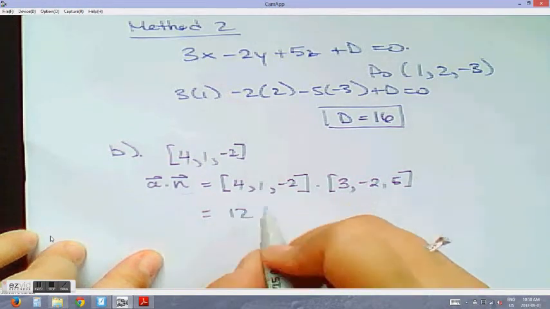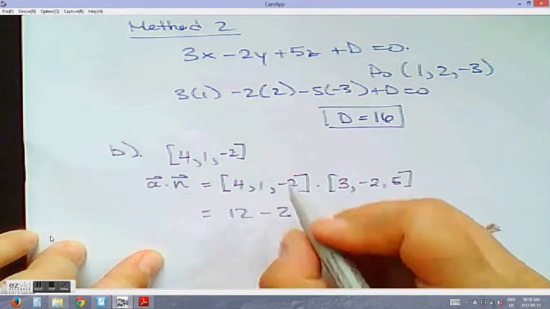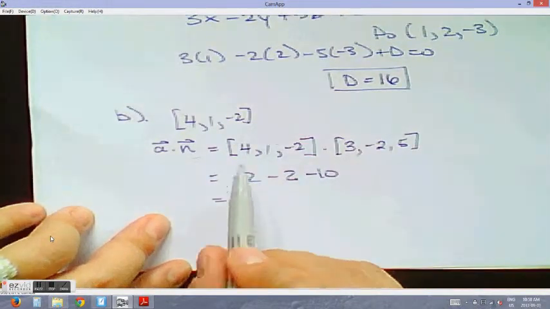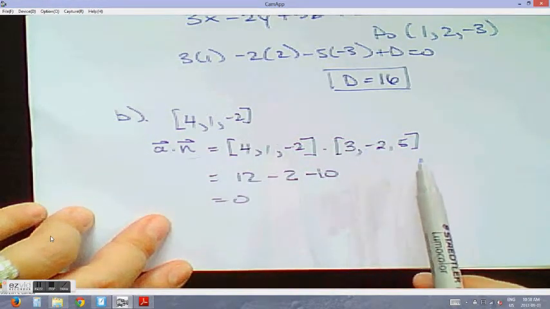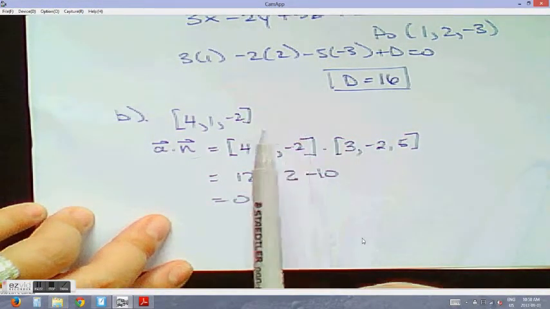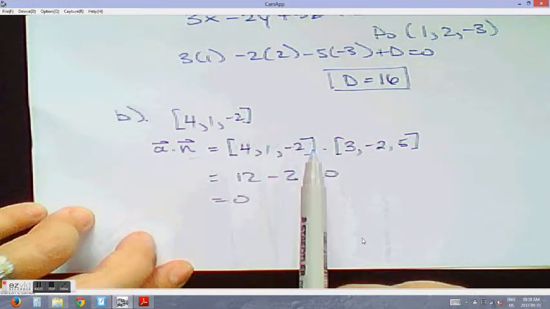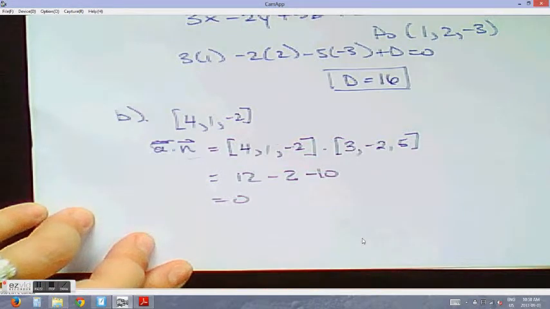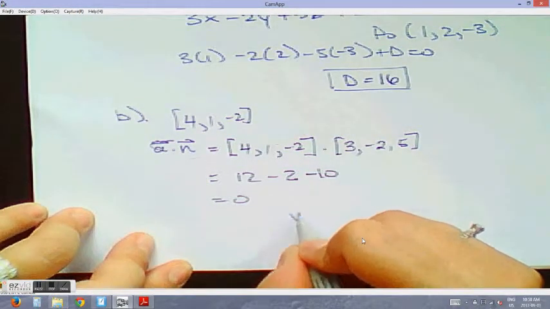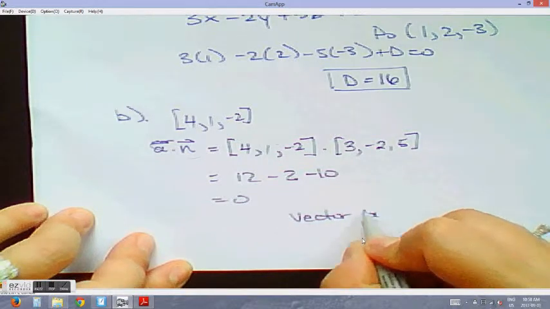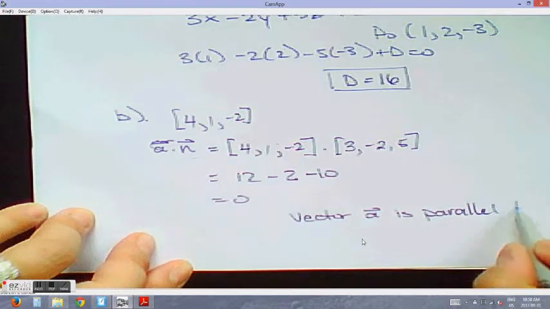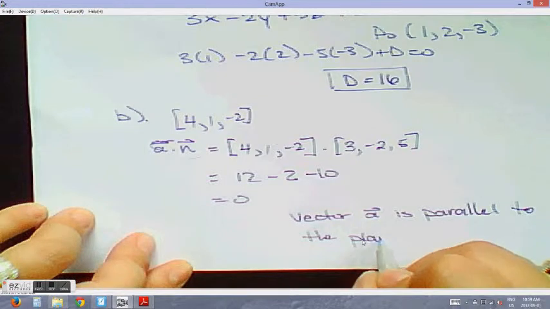So that gives us 12 minus 2 minus 10, which then is equal to 0. So that means that this vector and the normal to our plane are perpendicular. Okay, so they're perpendicular. That means that this vector is then parallel to our plane. It's parallel.